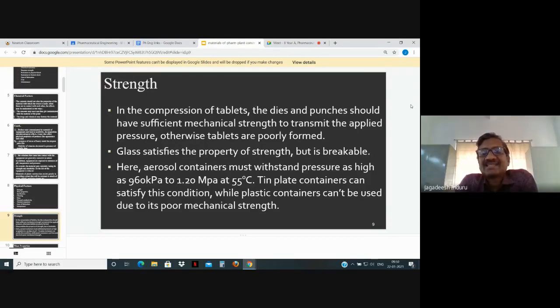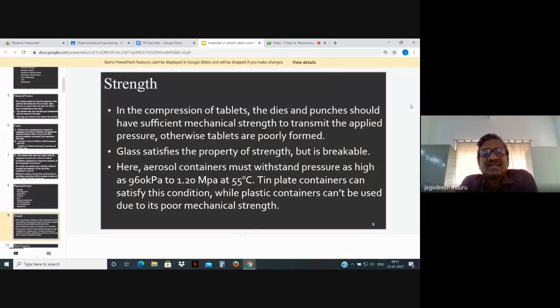And aerosol containers must withstand the pressure, because we are putting some agent that will be acting as a propellant. That propellant is kept under pressure by the pressure fill and cold fill techniques. We are going to learn those techniques in the 5th semester, but there we are employing 1.2 megapascals. It should be able to withstand 55 degrees centigrade or 960 kPa. This is actually a prime requirement for the aerosol. Otherwise, it will act as a bomb and explode during the travel, whether you are in the pharmacy stores or at home.